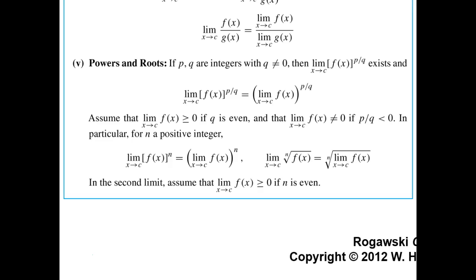Okay? Now, that's true. That handles it. Now, here's some assumptions that you have to make. Let's assume that the limit of f of x is greater than or equal to 0 if q is even. Now, why is that the case? What does it mean to raise something to the p over q power? What are you really doing there?